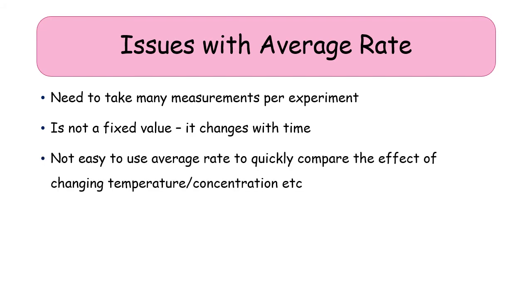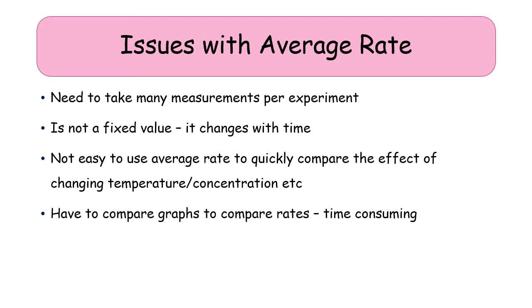Which means it's not really easy to use an average rate of one experiment to compare it to another experiment. So if you're wanting to look at the effect of temperature, you're having to do two different experiments. Each one you're having to make lots of measurements, and depending on what times of the experiment you're comparing, the rates we know are going to change over time, so it's not an easy thing to compare. In fact, usually what you have to do is look at two graphs and just use the graphs to compare, which is quite time consuming.